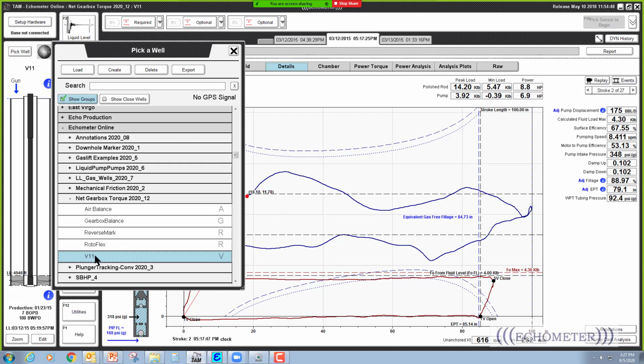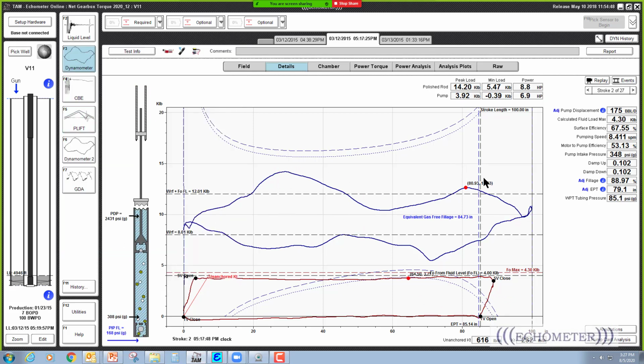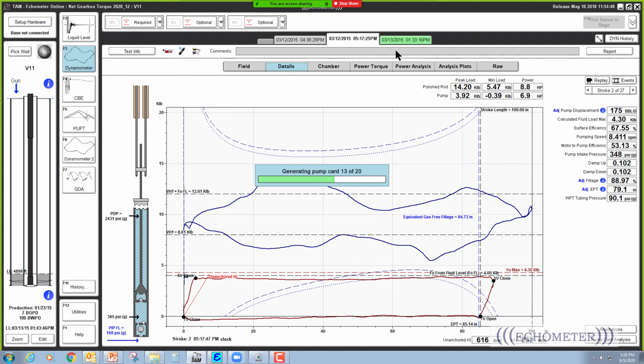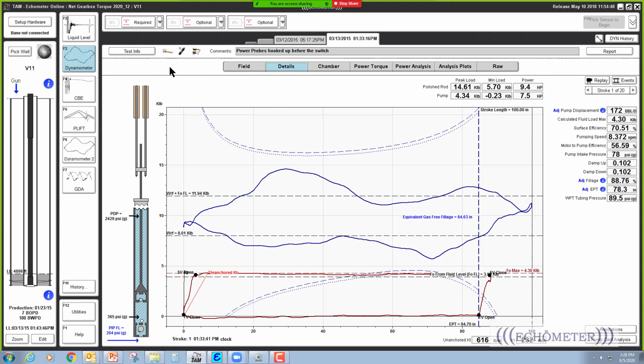So I'm going to open that up, and here's the V11 well, a surface card and pump card. We're looking at a well where, in this case, we used the polish rod transducer, the pressure transducer and the power probe, and this one uses a horseshoe load cell. So let's stick with the horseshoe load cell.